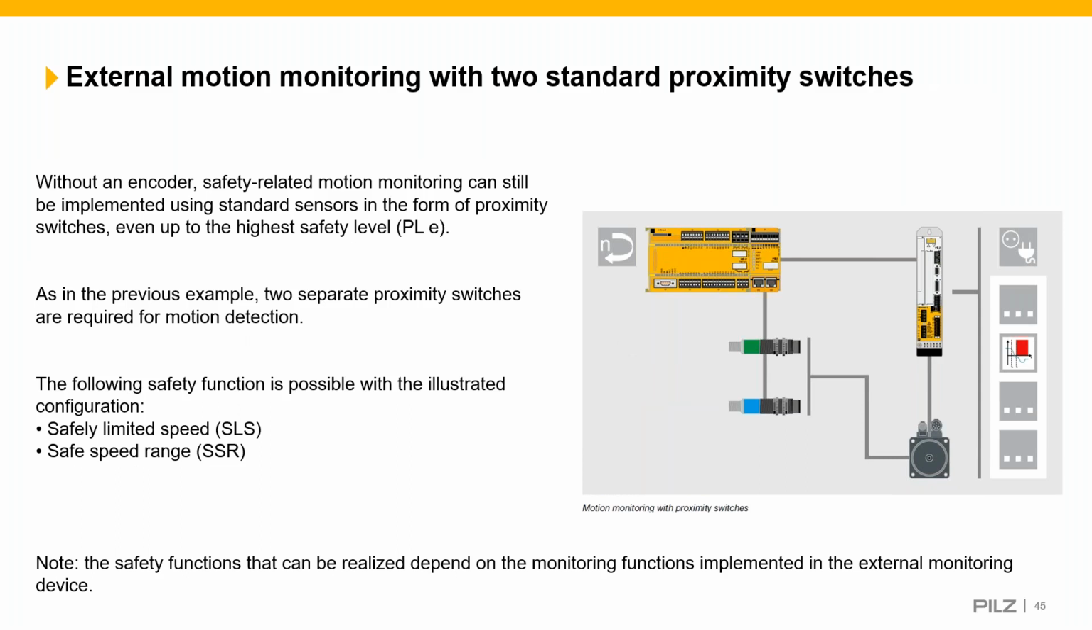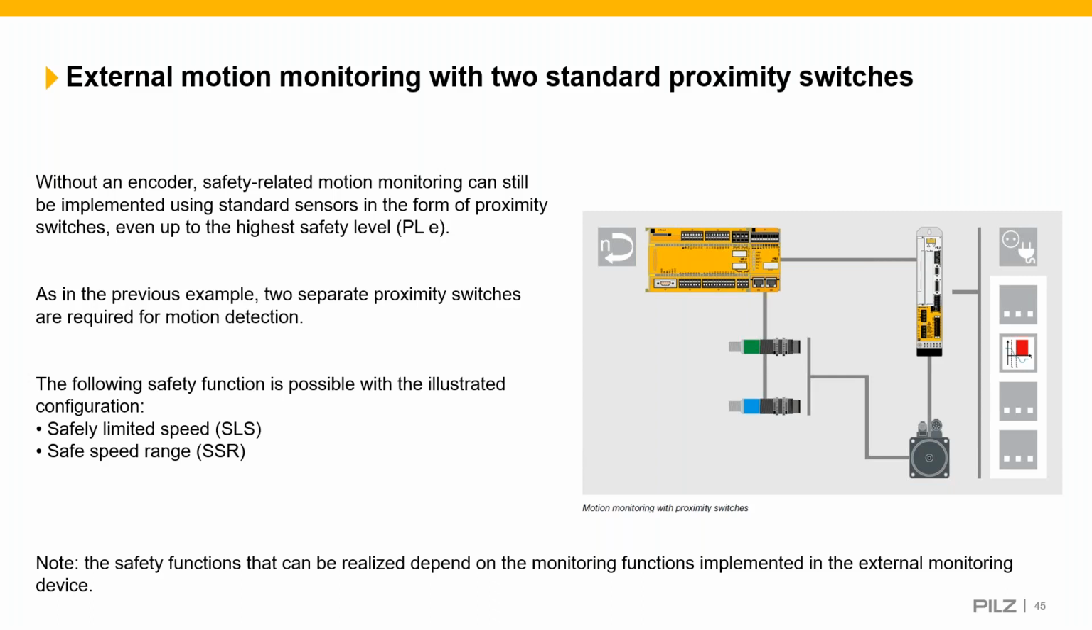External motion monitoring with 2 standard proximity switches. So without an encoder, safety related motion monitoring can still be implemented using standard sensors in the form of proximity switches. And again, even up to performance level E. But again, the guidelines must be followed in terms of how the proximities are arranged. So the signal will always be high on at least one of them in order to achieve the dual channel monitoring required.